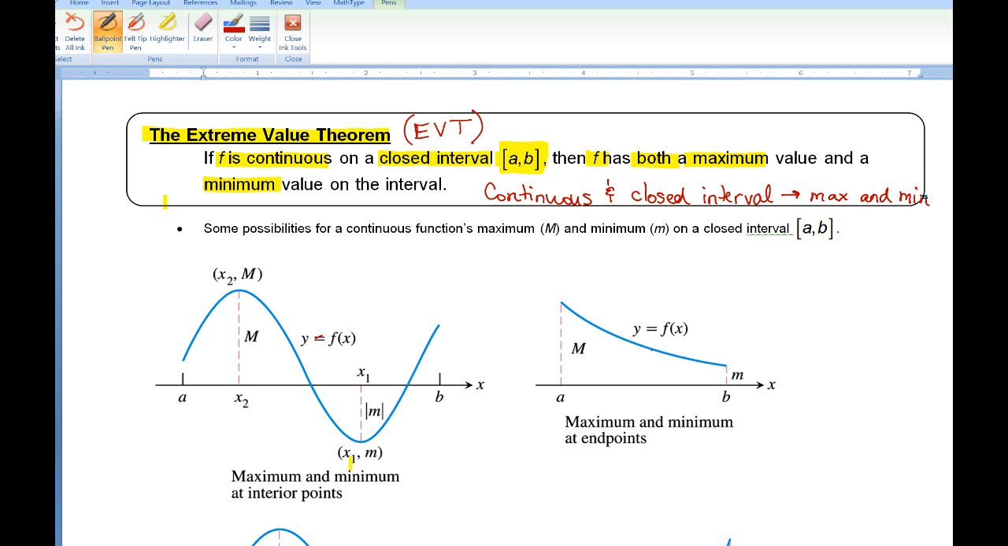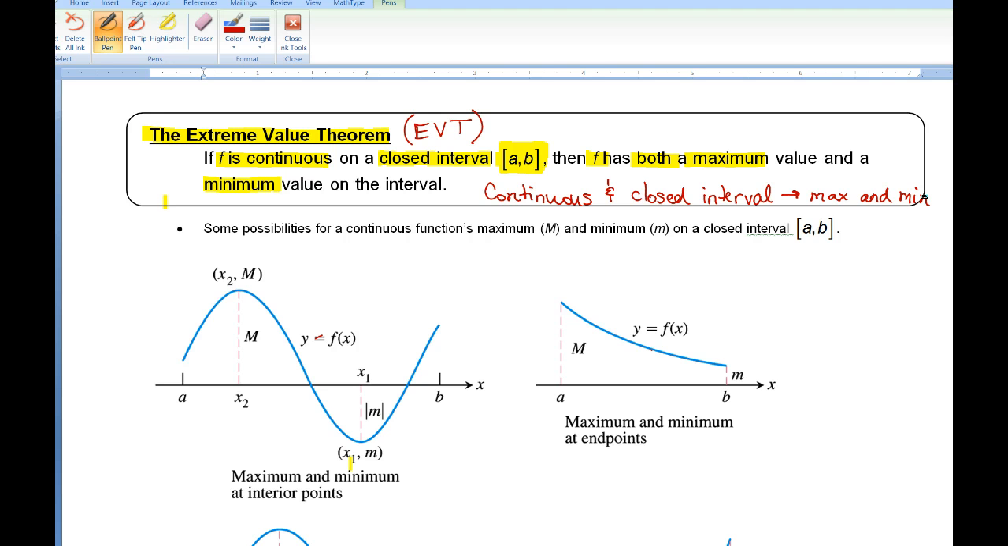So you have something continuous on a closed interval, meaning you have filled in endpoints on both sides. It has to have both. Now, sometimes the maximum and minimum value end up being the same thing, like a constant function. But most times they'll be different, okay? Is there anything other than a constant function that has the same maximum and minimum?